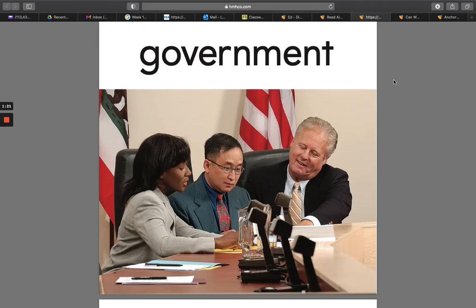Government. Say government. A government is a group of people who are in charge of a city, state, or country. We have a government for the town we live in, and the state of Texas that we live in, and the country of America.